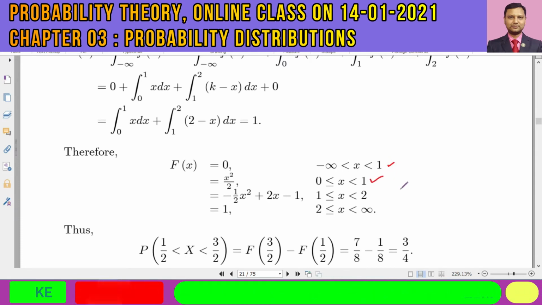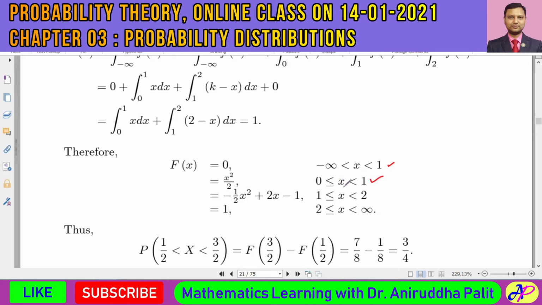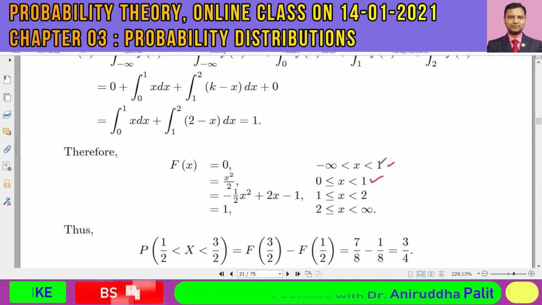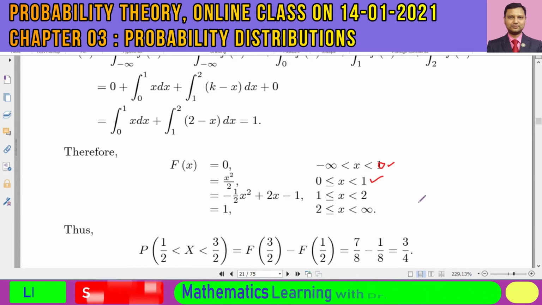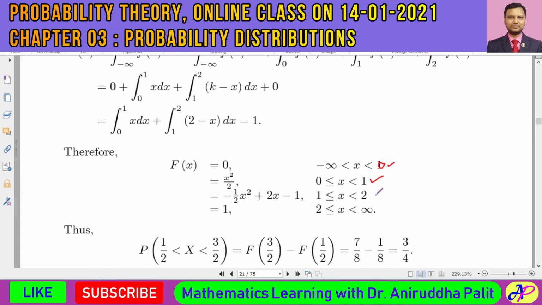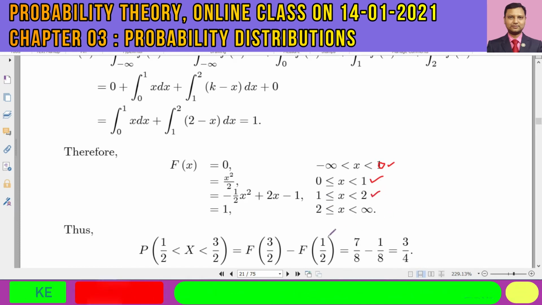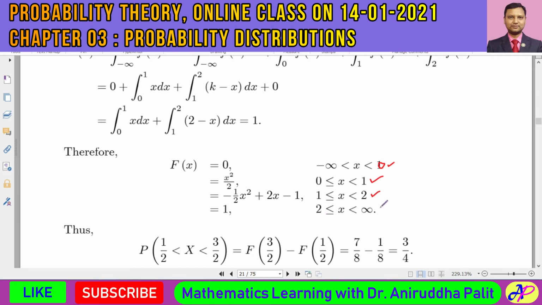Now you summarize the total process: for x less than 0, F(x) should be 0, and for 0 less than or equal to x less than 1, this should be the expression we found. I had some repeating mistake at first. Then the third segment, 1 less than or equal to x less than 2, and in the fourth segment, 2 less than or equal to x less than infinity. So in this way we compute the distribution function capital F of x.